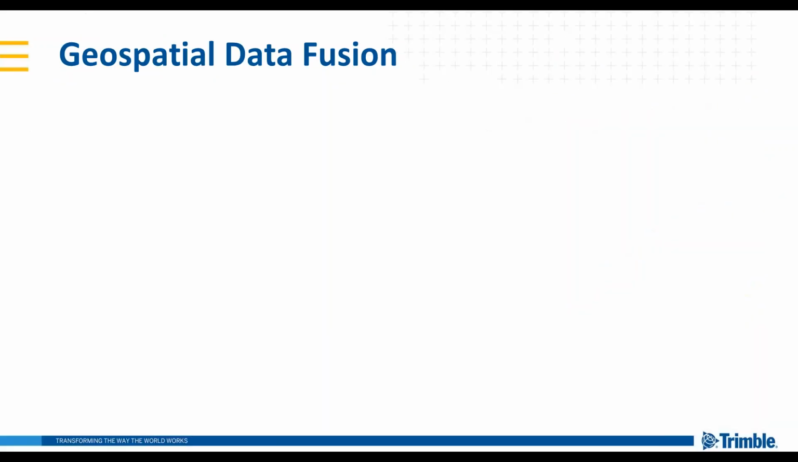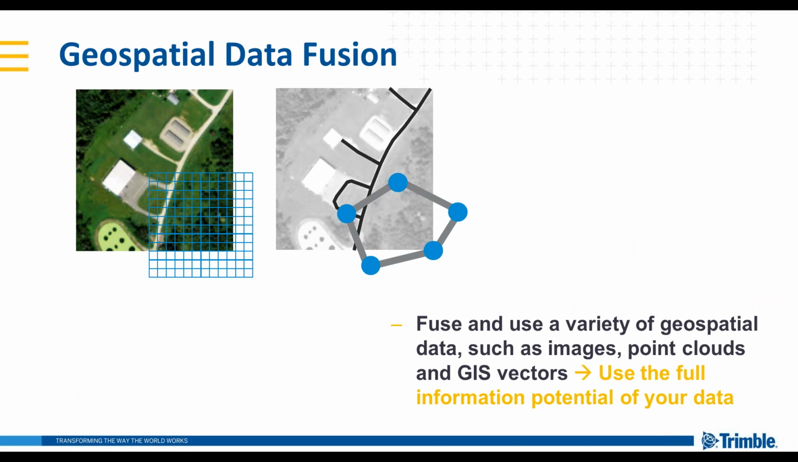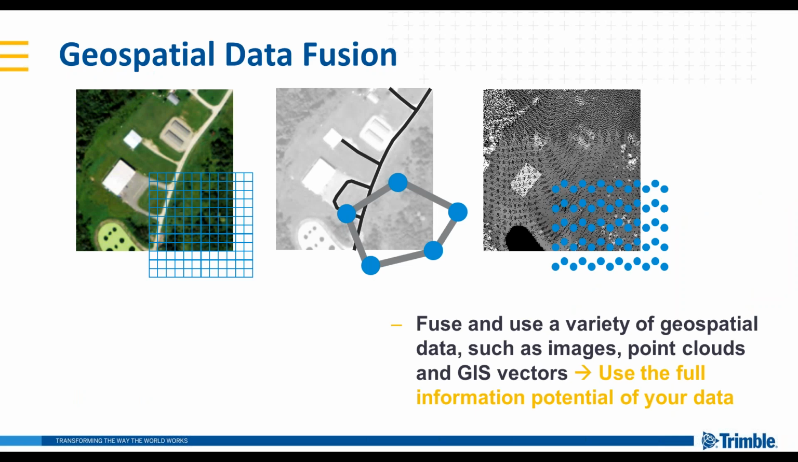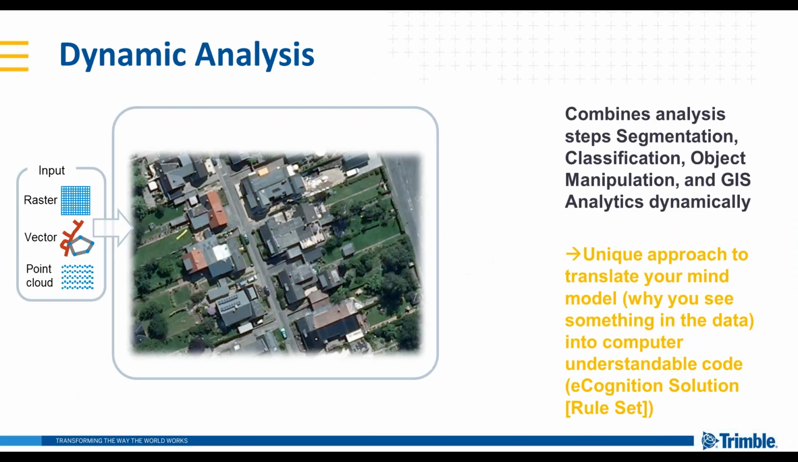So what's specifically unique about the way that we do things with eCognition? One is that it's more of a data fusion process. It's going to allow us to fuse and use a variety of different types of geospatial data, such as images, point data from LiDAR, these are the point clouds, and vector data sets from your GIS, and then bring all of that information together into one cohesive data set so that all of the different geospatial aspects or the informational aspects of the data are being looked at one time.